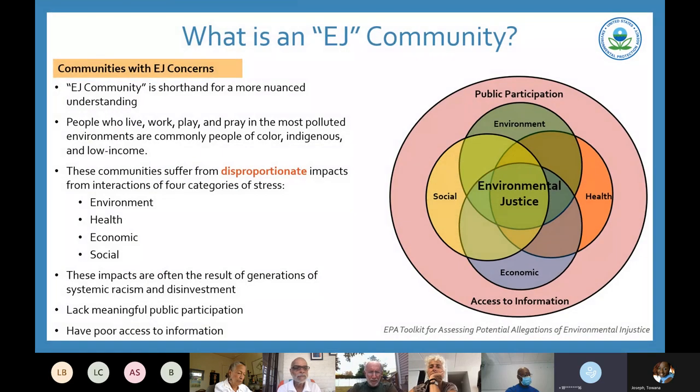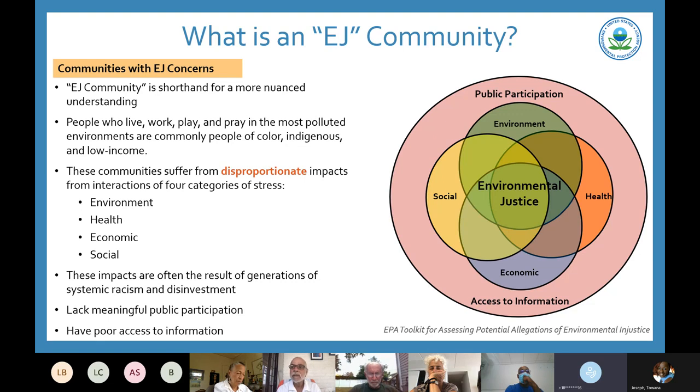So what is an EJ community? We usually say EJ community for short, but the term should be communities with EJ concerns. Communities with EJ concerns are people who live, work, play, and pray in the most polluted environments, commonly people of color, indigenous, and low income.